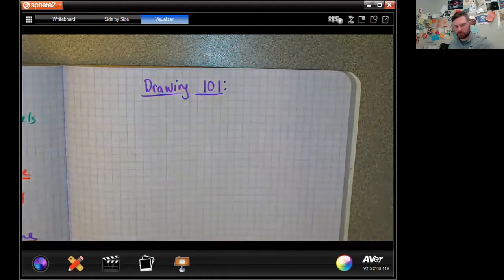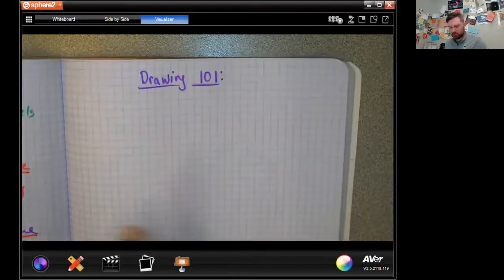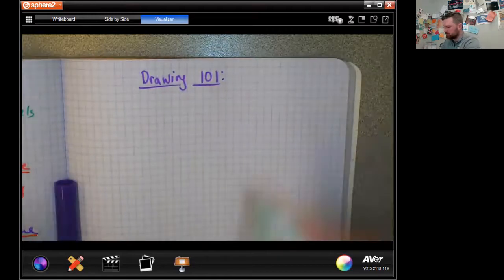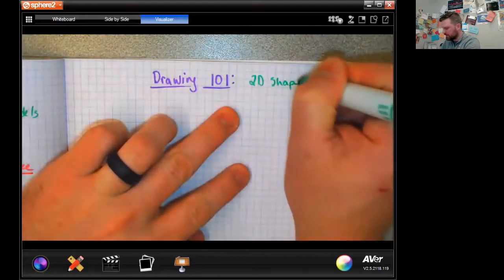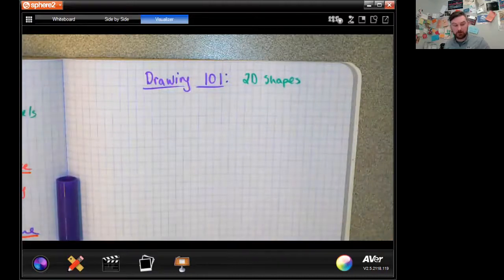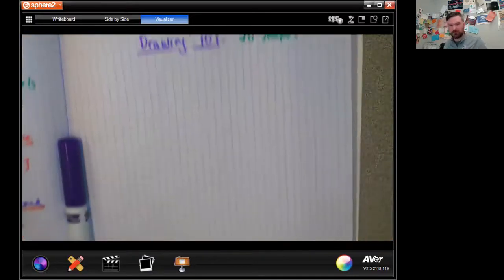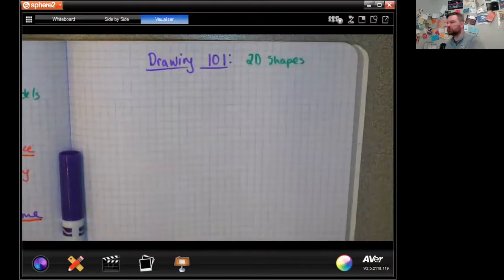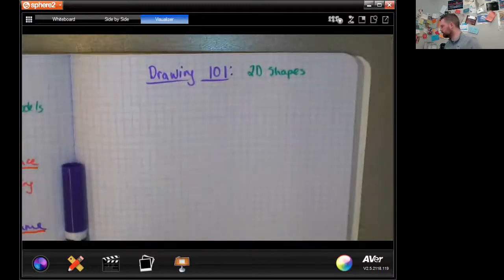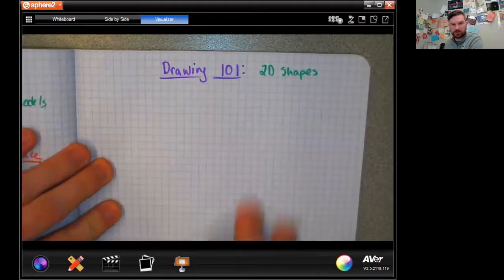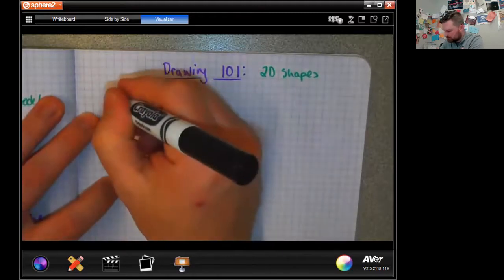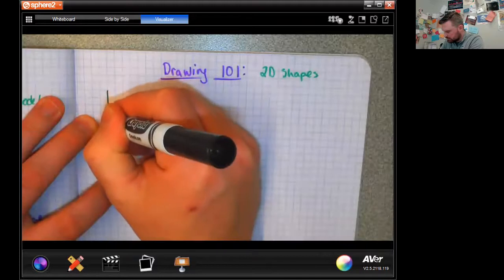Okay, drawing 101. And like I said, in this one, we're focusing on 2D shapes. Several of these 2D shapes will be very easy for you, as they should, because we have drawn them before. So let's start with a simple square. I encourage you to use the grid on your graph paper to help you.